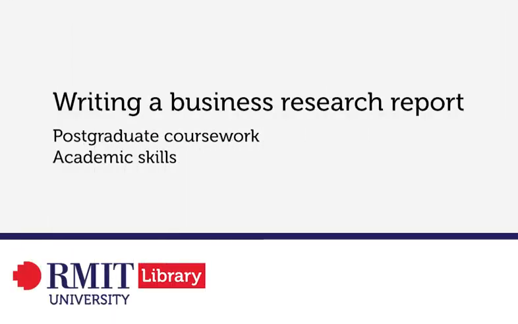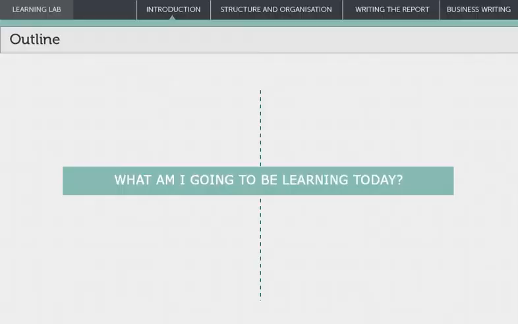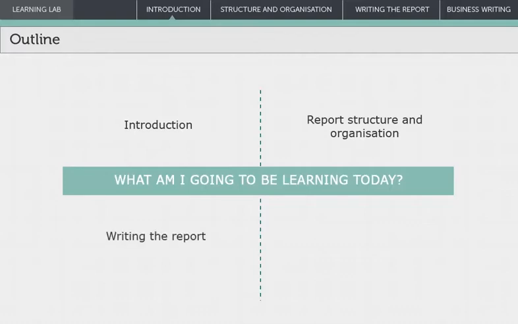This resource covers 3 important features of the writing required for a successful business research report. Following this brief introduction, the second section covers report structure, with a focus on suitable ways to organise content. The third section outlines the features of persuasive writing. And the final section provides tips for strong, effective business writing.